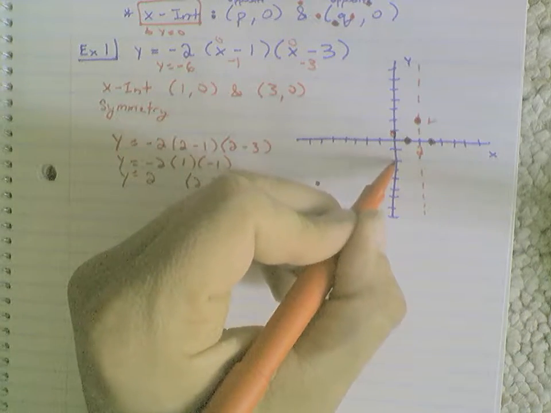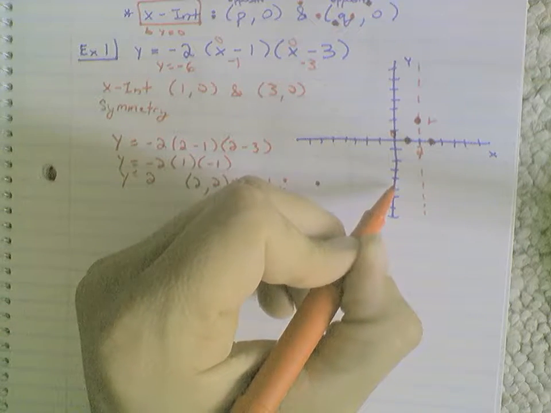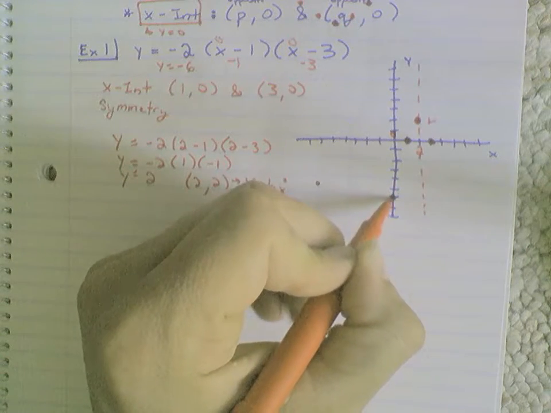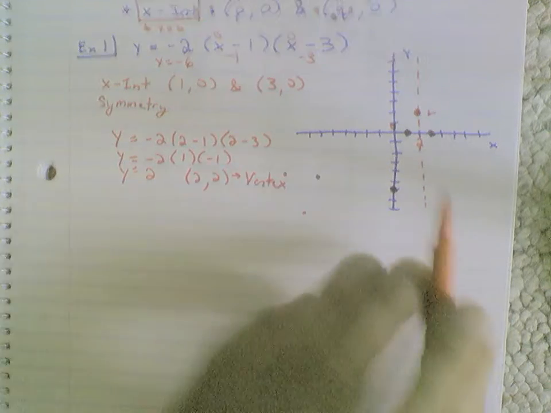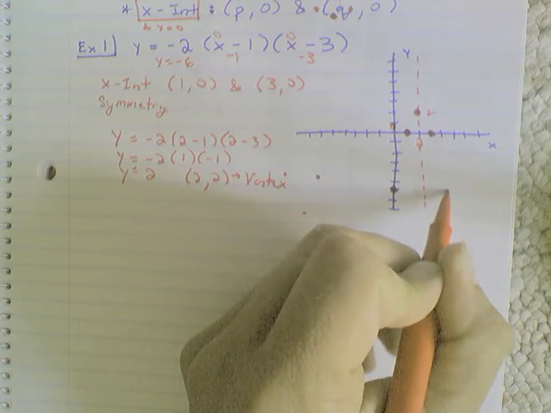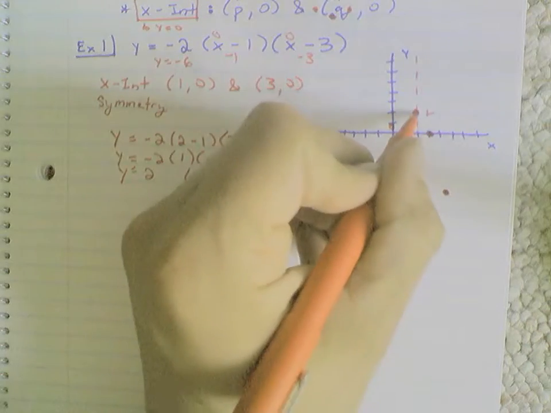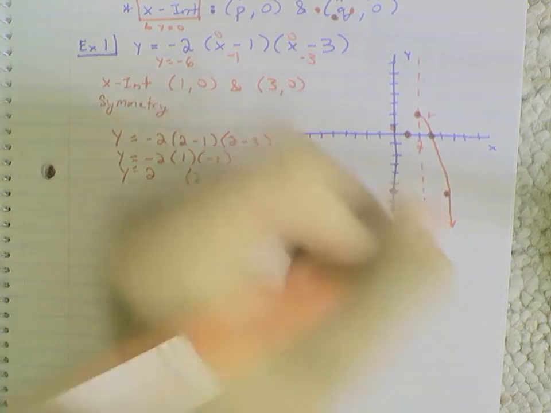So negative 1, negative 2, 3, 4, 5, and 6. And then once again, using that symmetrical idea, I should have another point that mirrors it on the other side. And the graph should curve down like this.